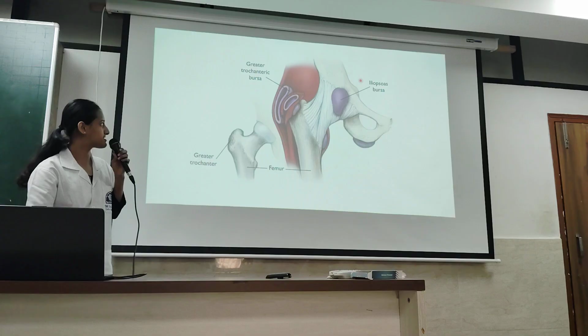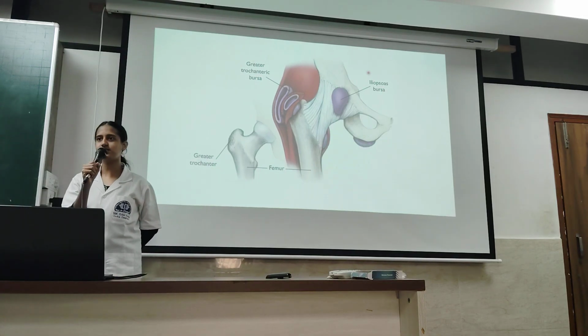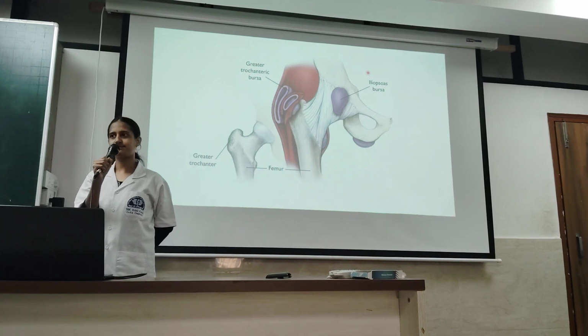Next is the iliopsoas bursa, which is this purple color one, and it is present between the tendon of iliopsoas and the anterior hip capsule.